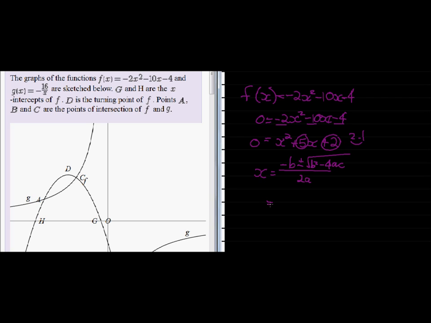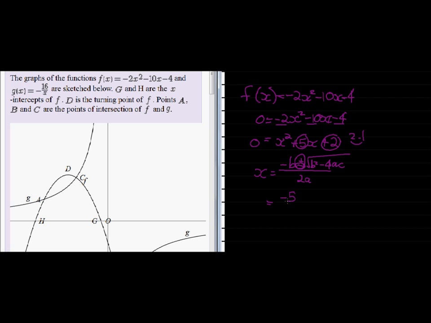We substitute in. Okay, now which one will it be for H? Will it be plus or minus? Well, we can see H is the smaller one of the two. Between H and G, it's the smaller one. So obviously, it's going to have the negative. So we're just going to need to do the negative.